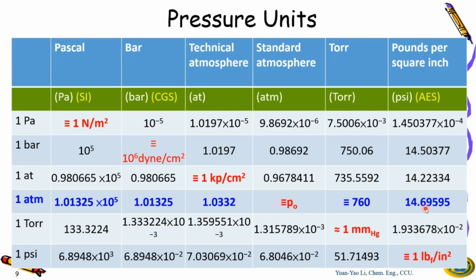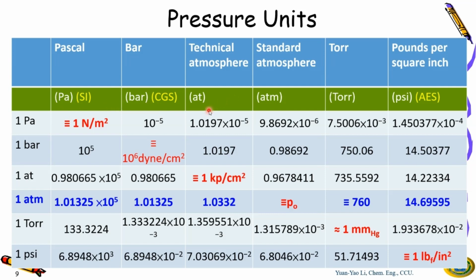And 1 atm is equal to what? 14.7 psi, pound per square inch, and it's equal to 1.013 in CGS, and 1.013 times 10 to the 5th in SI, Pascal. This is bar, right? This is Pascal. Sorry, I made a mistake here.